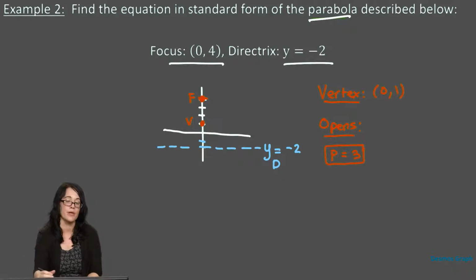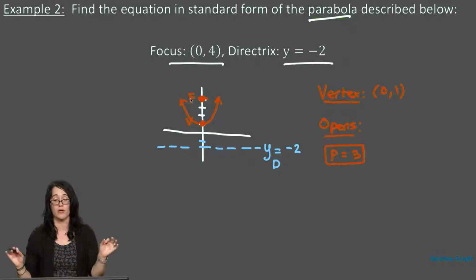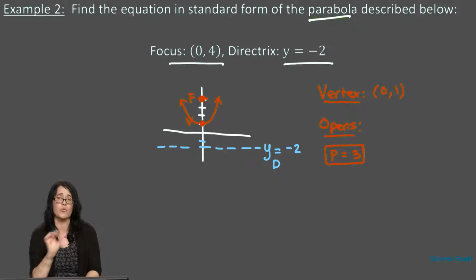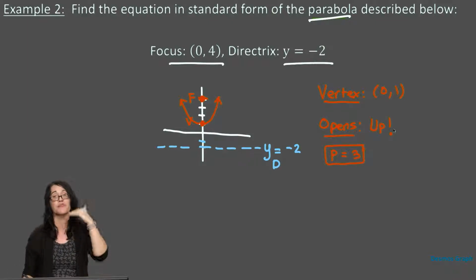How? Well, it always opens in the direction of the focus. So it must be opening up. And we could get a better sketch, of course, once we put our latus rectum going through the focus, of 4p, so 12 units. It'd be wider than what I've drawn here. But as far as the basic idea, we know it's opening up, because the focus was above the directrix, which meant the parabola was opening toward the focus, going up.